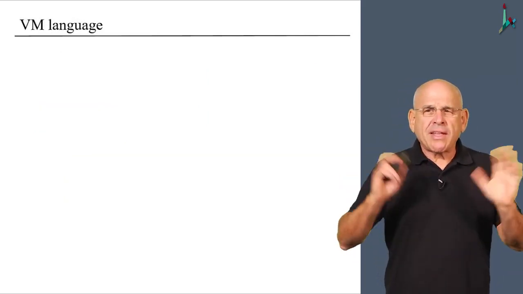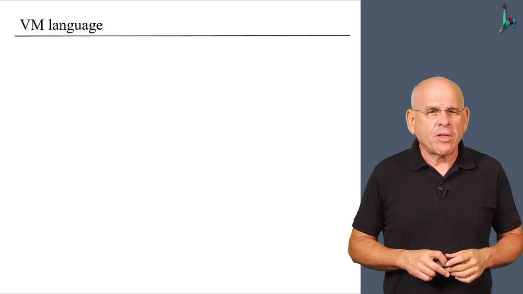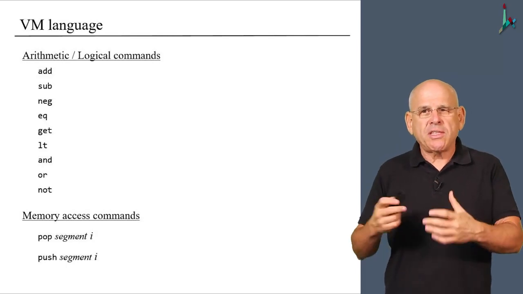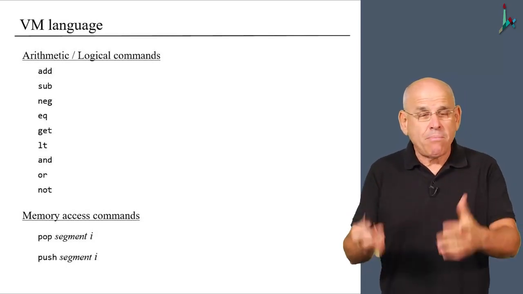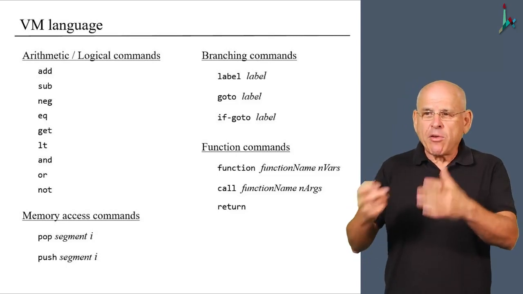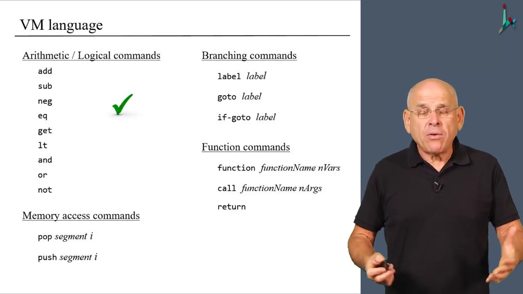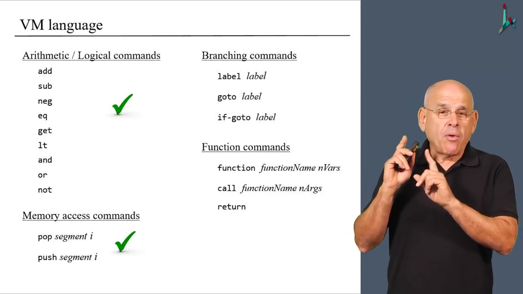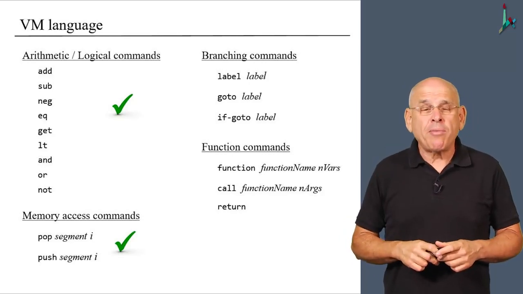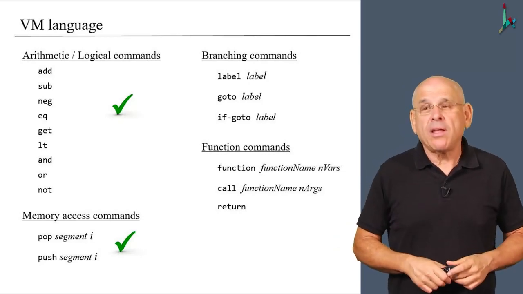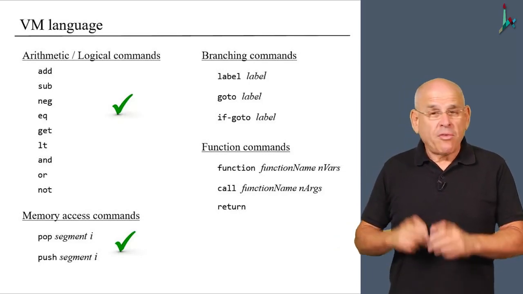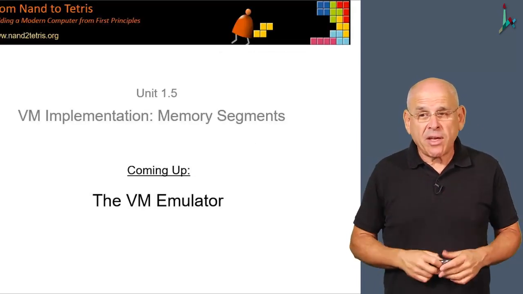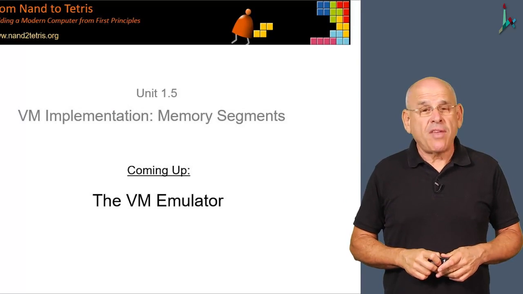Now, before we end this unit, I'd like to recap and observe what we are doing. So basically, we're implementing the VM language, which consists of arithmetic logical commands, memory access commands, branching commands, and function commands. By now, we've implemented the first two categories of commands, and the remaining two categories are going to be handled in the next module of the course. So before we get to this module, we still have some work to do here. So I'll meet you in the next unit when we talk about the VM emulator.